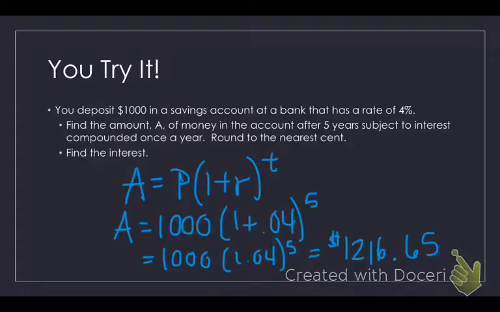Alright, so here I've worked out the problem for you, so you can see where you plug stuff in, and then how you simplify, and you should have gotten $1,216.65.